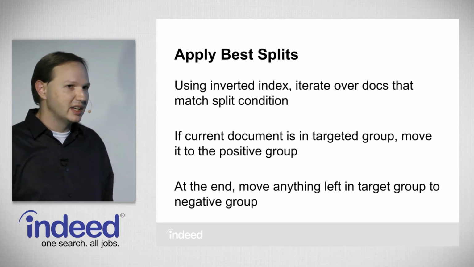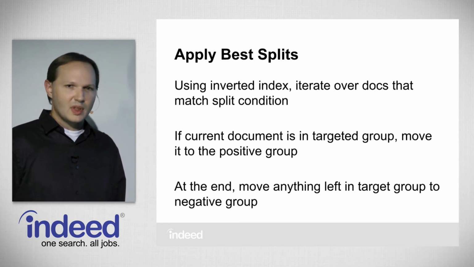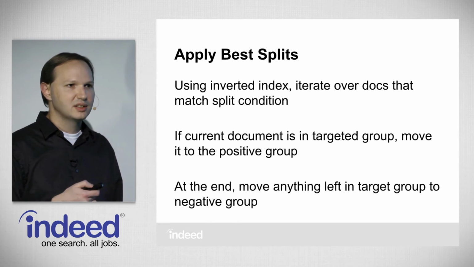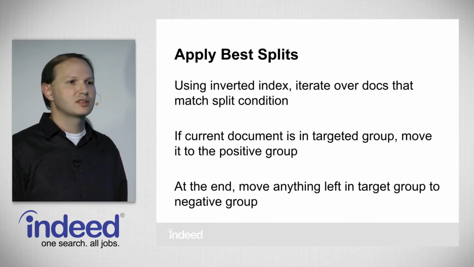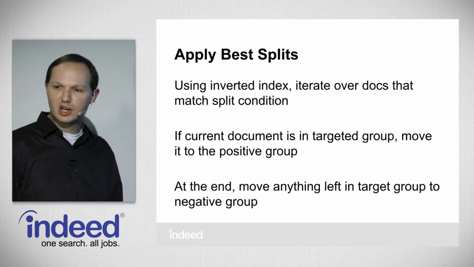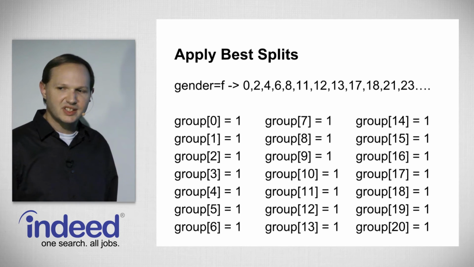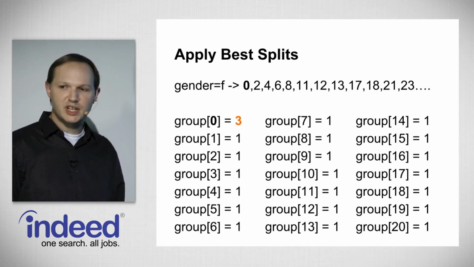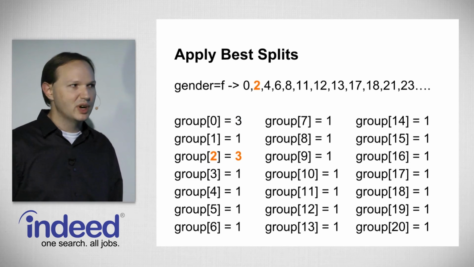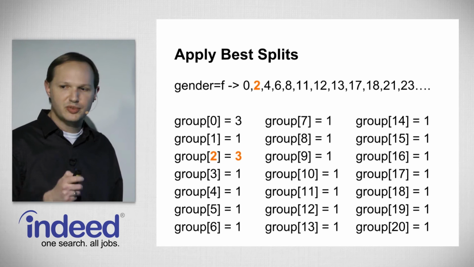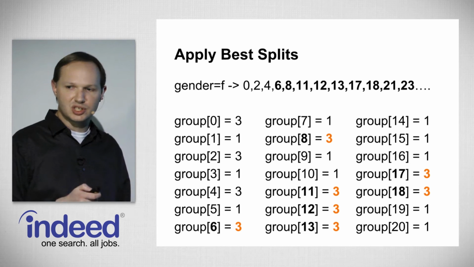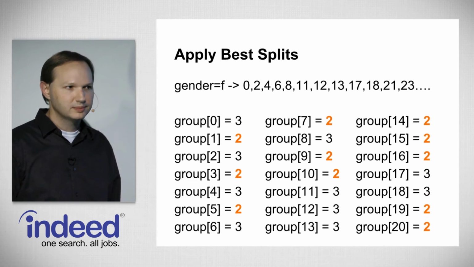We're going to use that inverted index again to do this. We're just going to look up the term gender equal female in that index, iterate over each of their docs, and check if they're in the current target group. If they are, great, move them to the positive destination. Otherwise, we're going to move them to the negative group later. So in this example, this is what that looks like. Passenger 0 is female. She's currently in group 1, and we're going to move her to group 3. Passenger 2 is currently in group 1. We're going to move them to group 3, and so on. As you can see, we have all these 1s left over. We're going to just move them all to group 2.